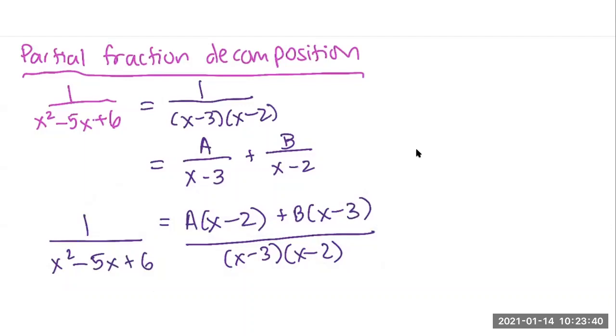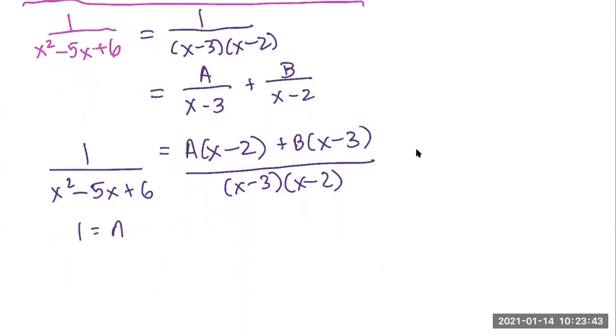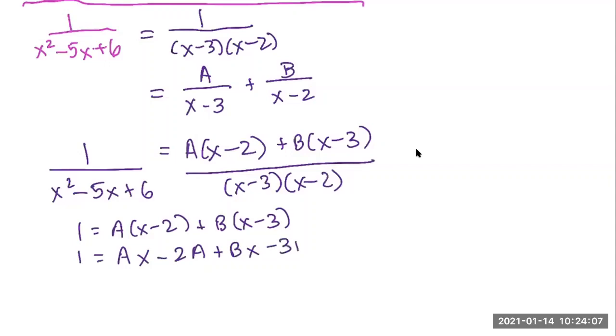Okay, so at this point, there are two ways of doing this problem. Let's say one is easier than the other. You guys pick. For this example, I'll distribute the a and then group things so that the x's are together and the constants are together. So go ahead and do that. So 1 equals a times x minus 2a plus b times x minus 3b. If I group my x terms together, I have ax plus bx, and then I have negative 2a and negative 3b.